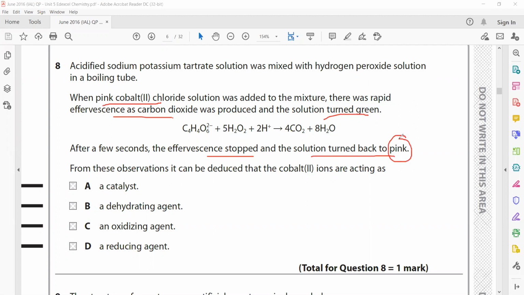So it means it returned back. Cobalt was originally +2, it changes oxidation number and returned back to +2. So we have the same cobalt(II) ion before and after. That's why we say that it is acting like a catalyst. And transition elements in aqueous solution are good catalysts. Why? Because they can easily be oxidized and reduced.